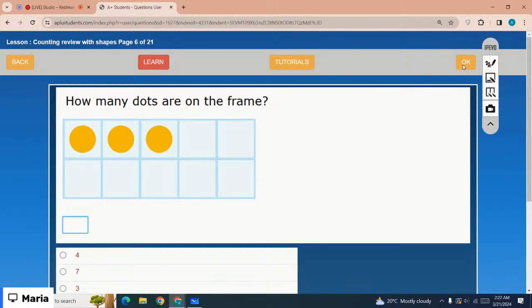How many dots are on the frame? Yes, the correct option is 3. There are only 3 dots.